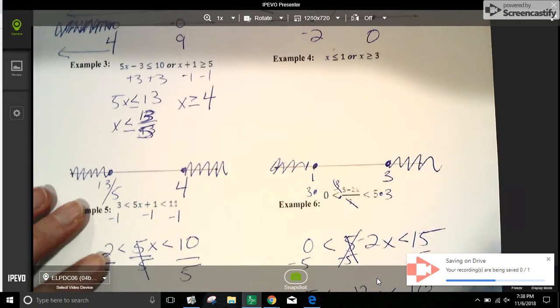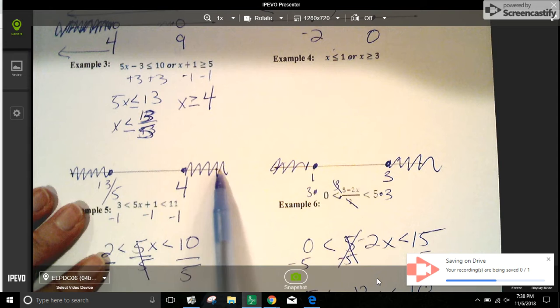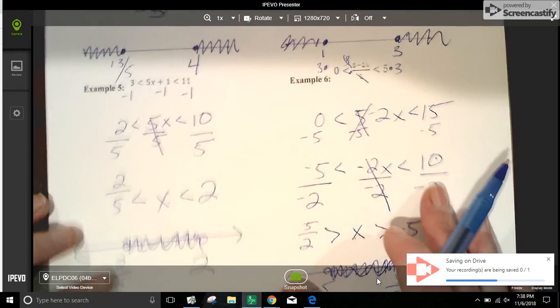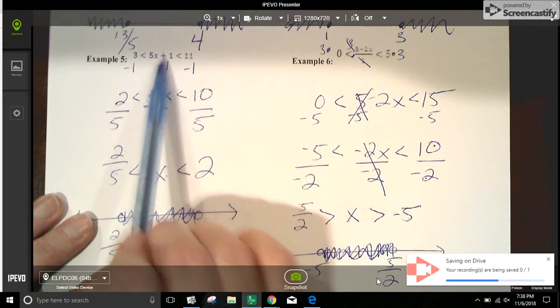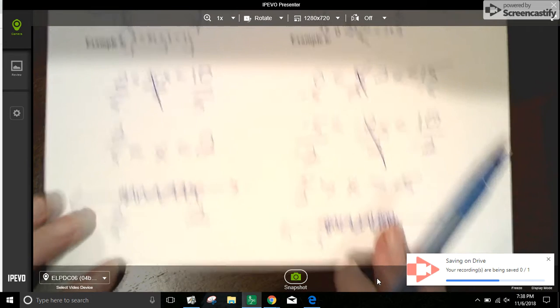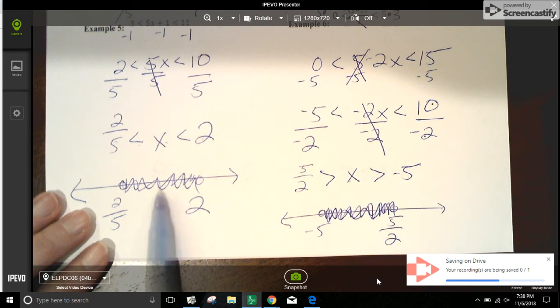For or statements, you just shade whatever they tell you, this or that. You could have any answer. They don't have to overlap. And then down here, when it's sandwiched in the middle, you have to solve for x in the middle, and then your shading goes in between because there are x's sandwiched there.